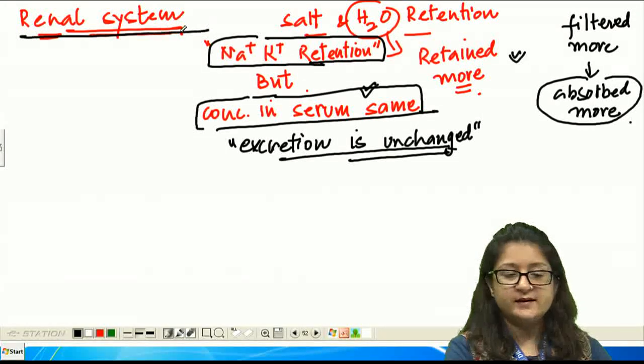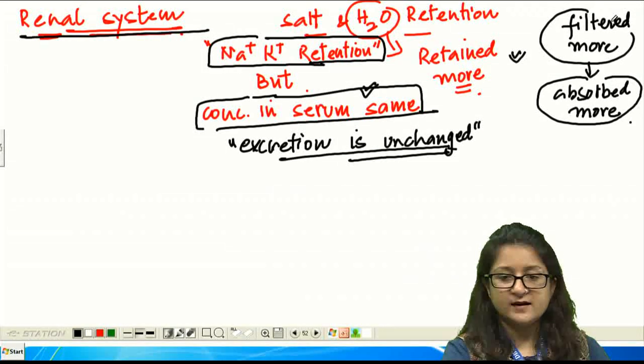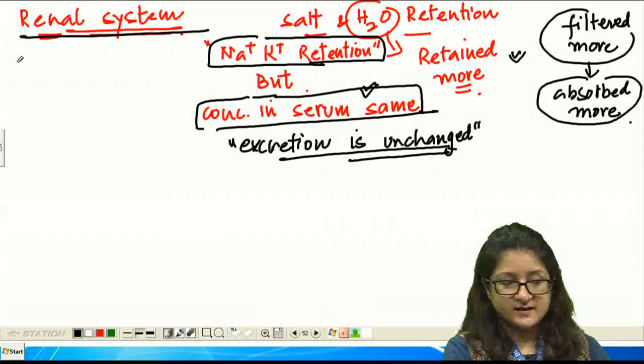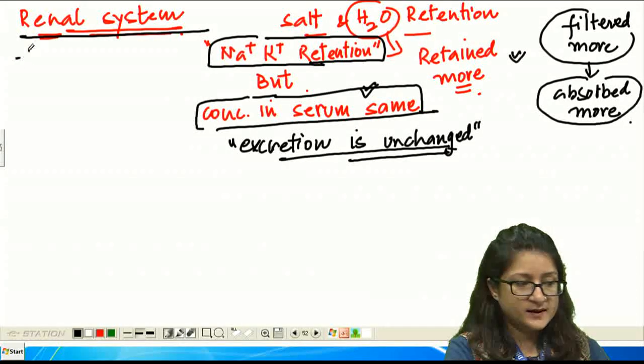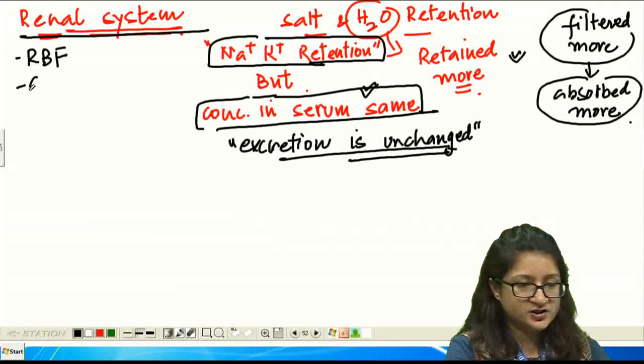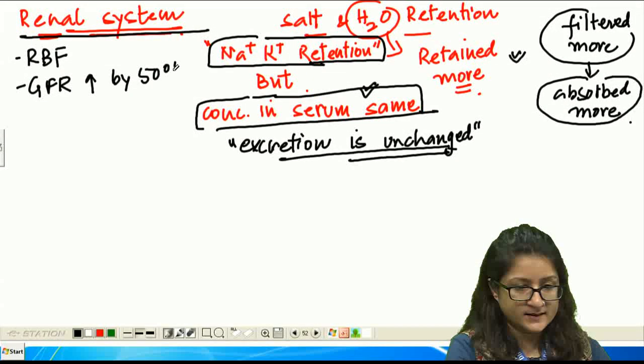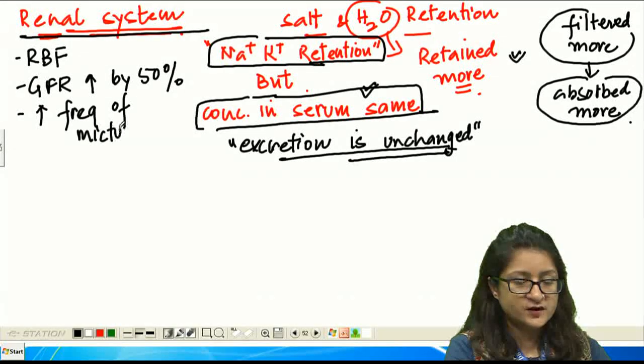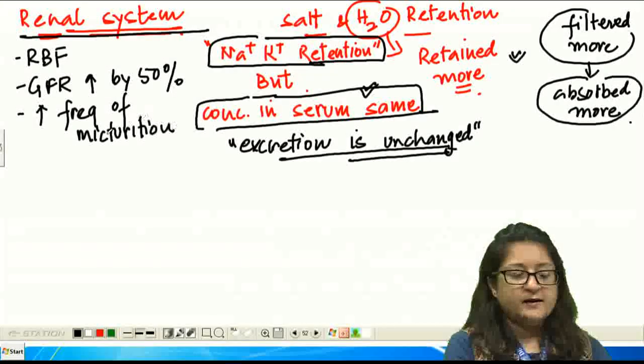So what happens in the renal system? Why are these ions filtered more? I told you that blood flow is increasing to all the organs. Similarly, the renal blood flow and the GFR increase by about 50%. This leads to increased frequency of micturition.